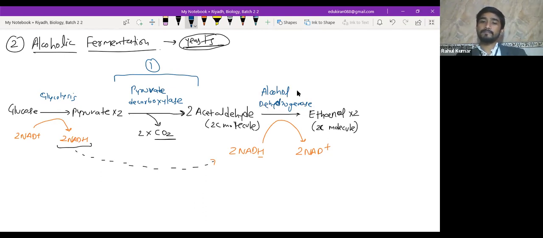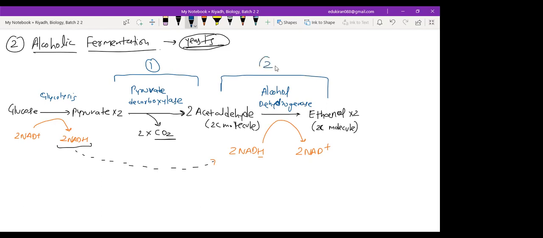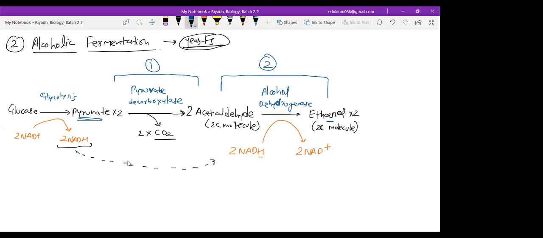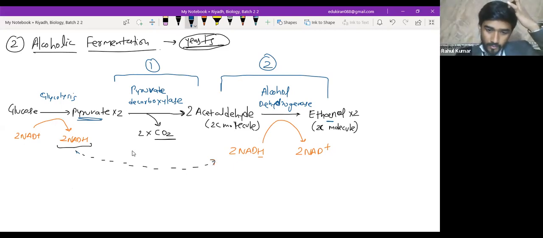Clear, people? And this here is your step 2. So it's a 2-step process from pyruvate to ethanol, and finally we make it. Okay. Yes, sir. Perfect. Anything confusing or anything you want to ask? All is clear. So write down a few things about this process.